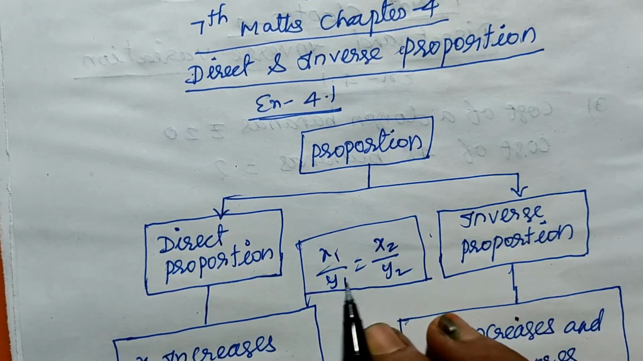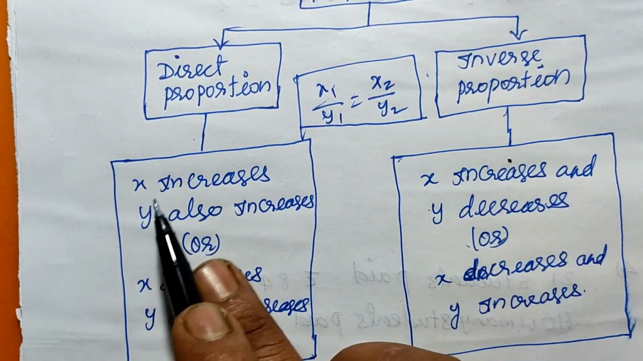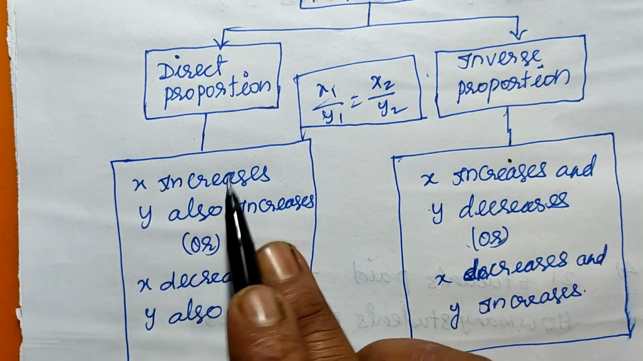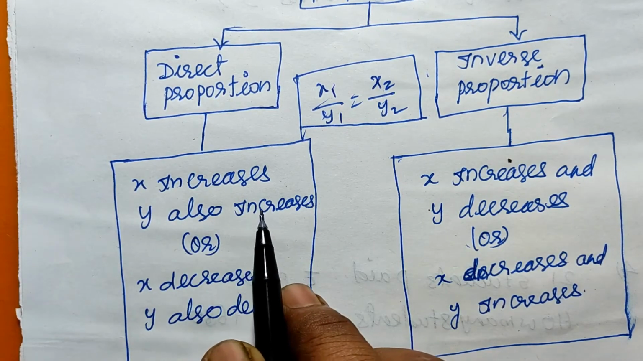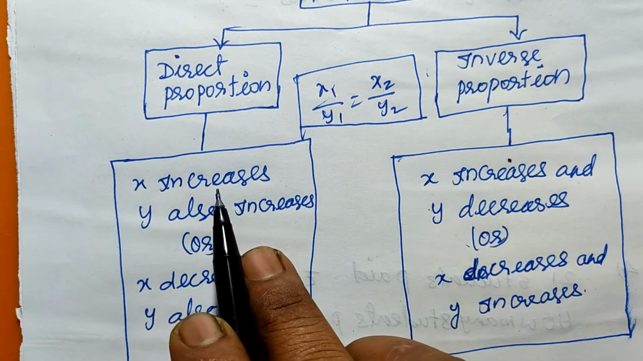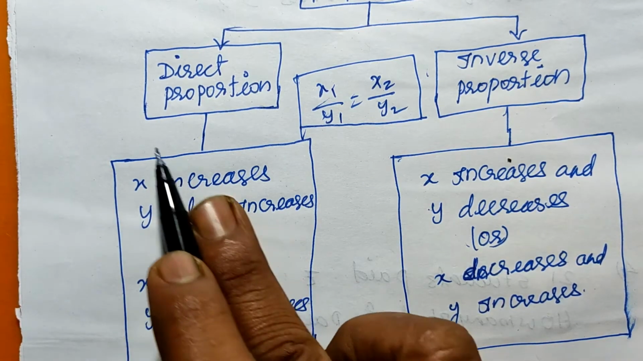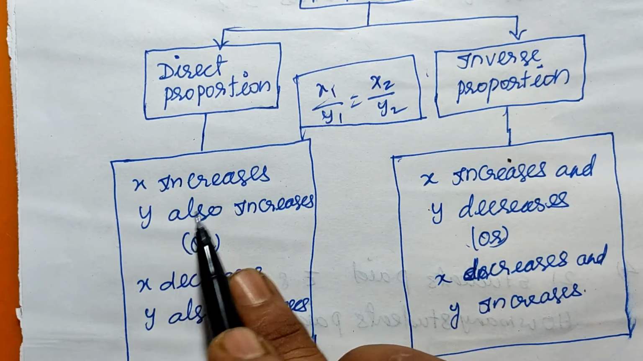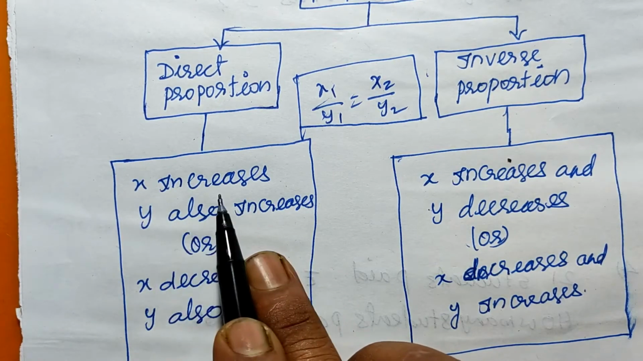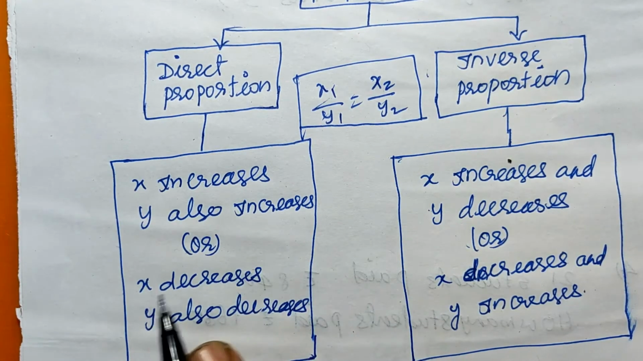This is the formula of direct proportion. So what is direct proportion? When x increases, the other also increases. இப்போ குடும்பத்துல 5 members இருந்தா 10,000 rupees செலவாகுதுன்னு வெச்சுக்கோங்க. அதுவே 10 members இருந்தாக்க 20,000 rupees செலவாகும். அப்போ number of members increase ஆகும்போது அதனுடைய expenditure increase ஆகும். That means when x increases, y also increases, and when x decreases, y also decreases, which is called direct proportion.